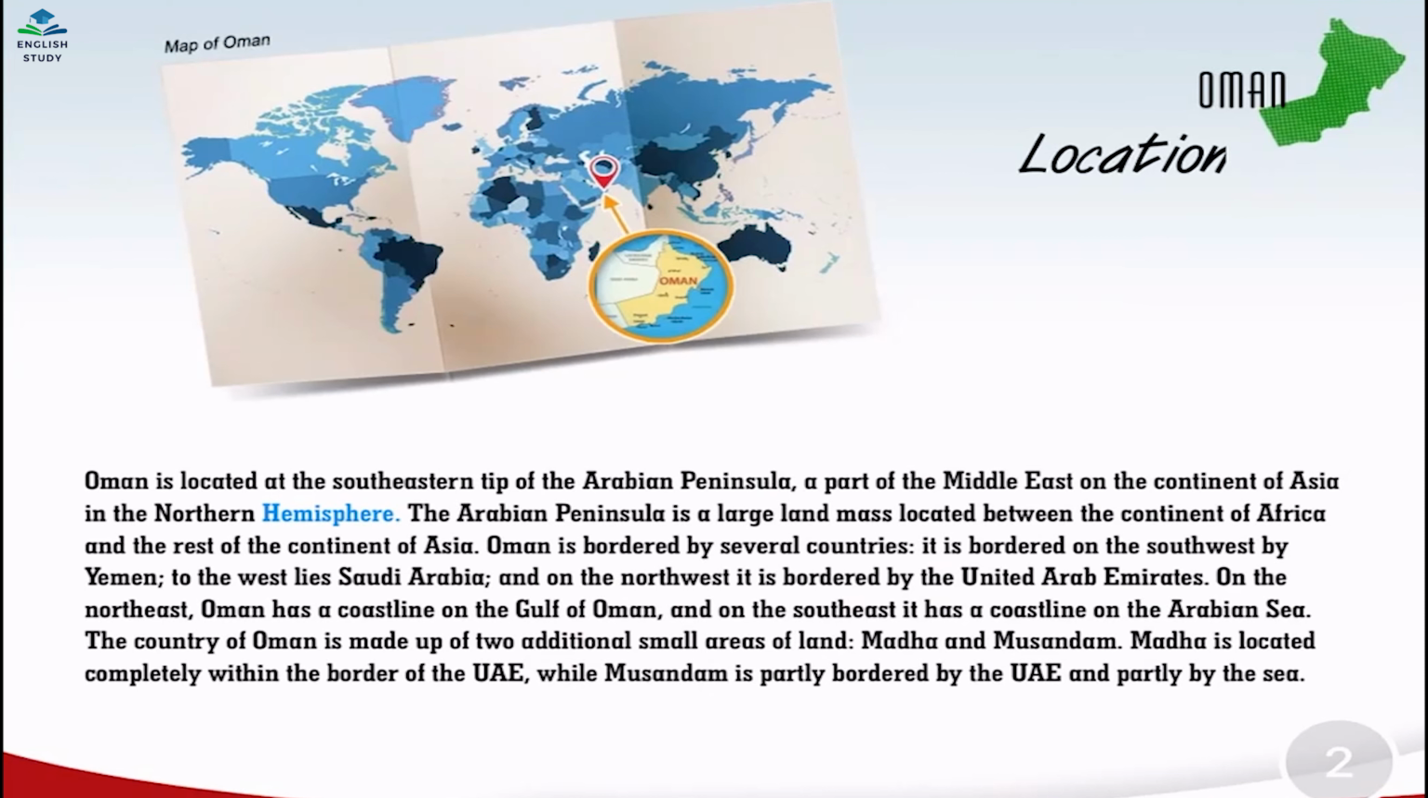On the northeast, Oman has a coastline on the Gulf of Oman, and on the southeast it has a coastline on the Arabian Sea. The country of Oman is made up of two additional small areas of land, Madha and Musandam. Madha is located completely within the border of the UAE, while Musandam is partly bordered by the UAE and partly by the sea.